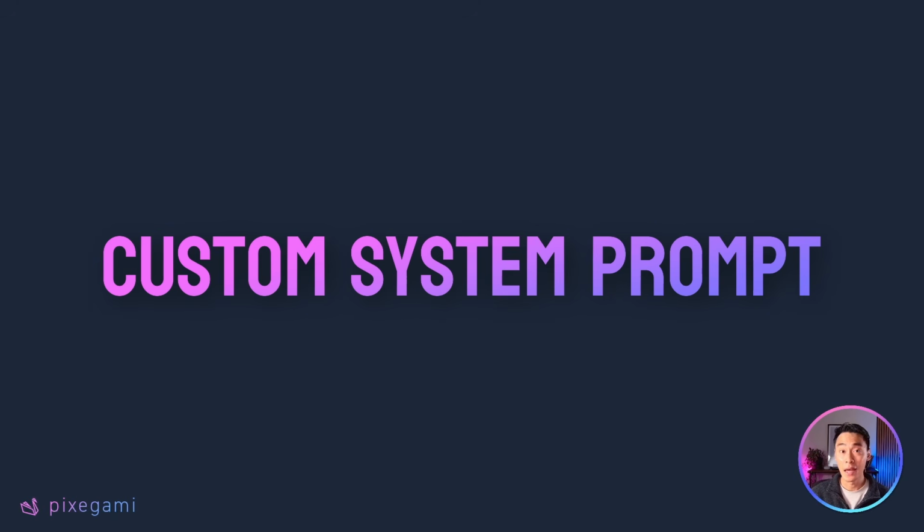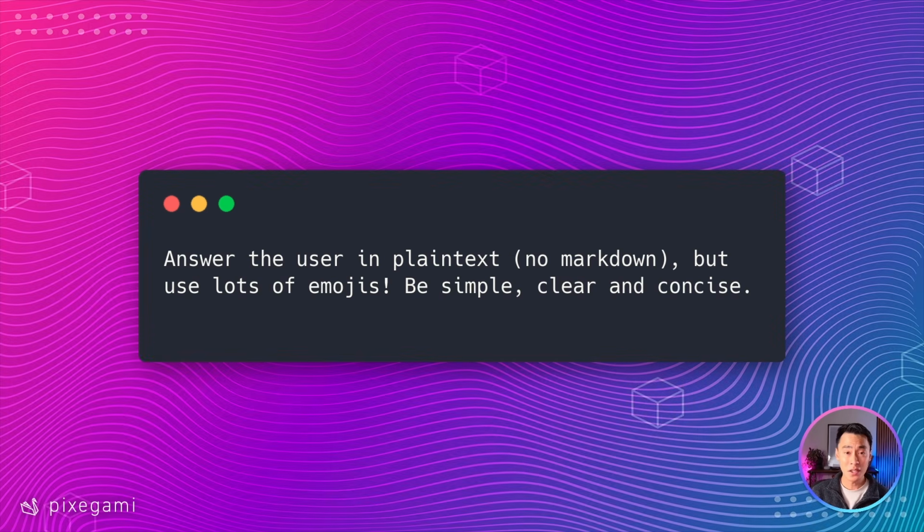Now, if you're making an AI endpoint, it's probably because you have some of your own business logic that you want to add. The easiest way to do this is to define a system prompt in your backend. In this project, I want to steer Gemini into providing simple answers and using lots of emojis in its response. So here's my system prompt. Answer the user in plain text, no markdown, but also use lots of emojis and be simple, clear, and concise.